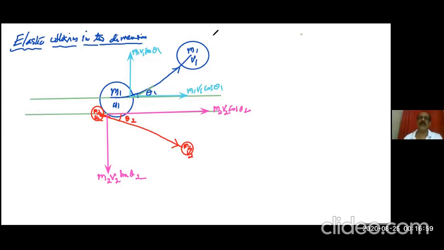But kinetic energy, if you're marking: kinetic energy is half m1 v1 squared plus half m2 v2 squared. This is kinetic energy. Have you written? Yes. Have you finished the diagram? Yes.